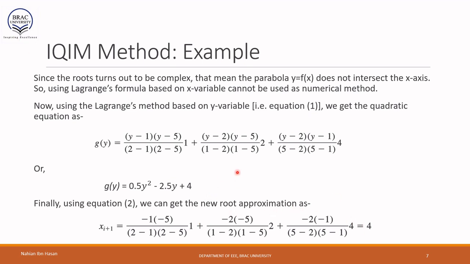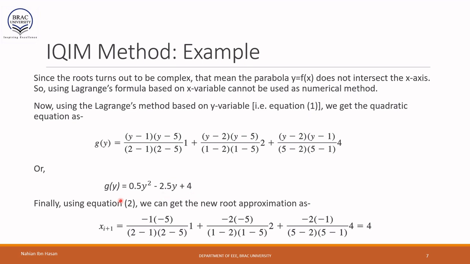So that's what we are using here, xi plus 1. That means the later equation that we have specified a couple of slides before for the inverse quadratic interpolation method. So this equation, g of y equal to 0.5 y square minus 2.5 y plus 4, this is the fitted parabola curve. And using this parabolic curve, if we find the root of the function, we are going to get 4.